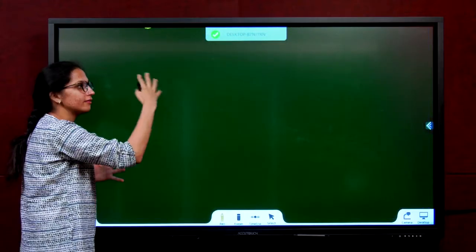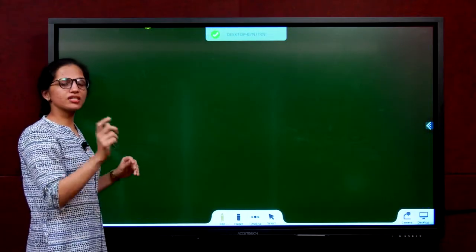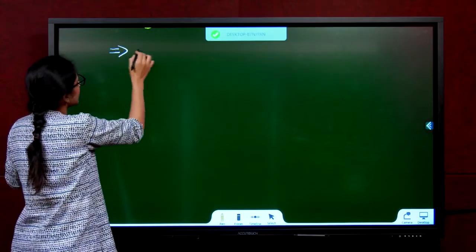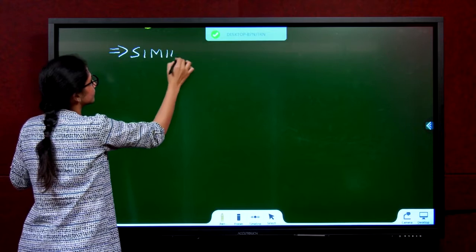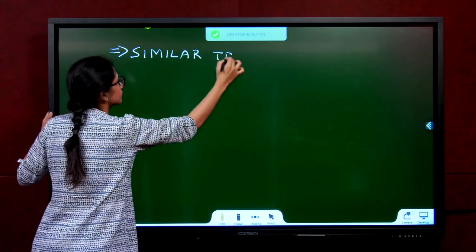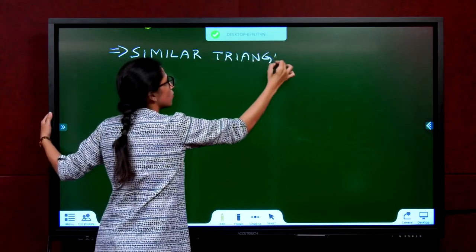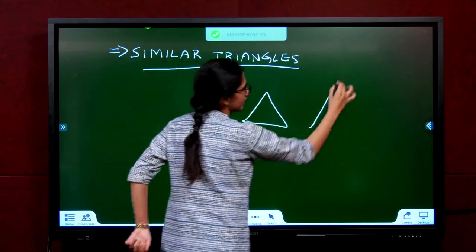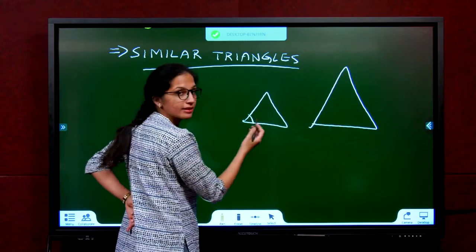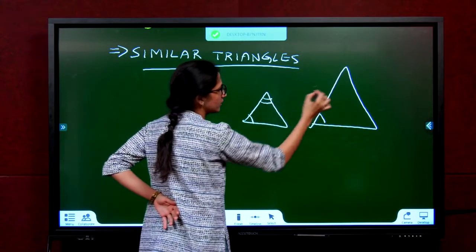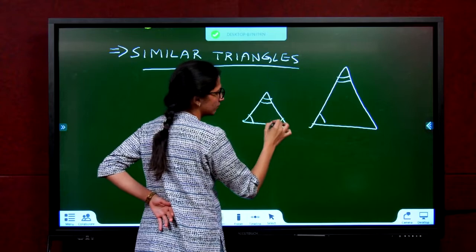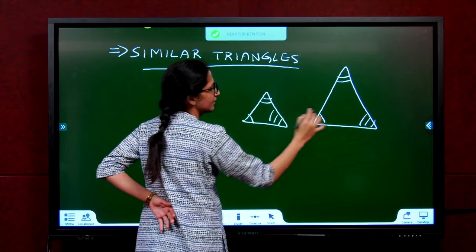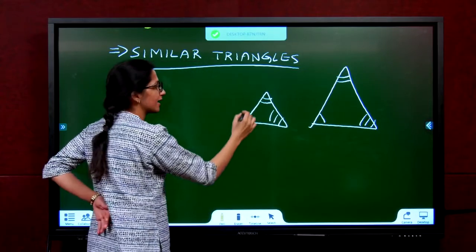Before we understand what exactly is trigonometry, let's do a recap of triangles, similar triangles. In similar triangles, if you have two triangles and you say they are similar, that means what? Their angles are equal, corresponding angles are equal. That means if this angle is equal to this angle is equal to this angle, then their sides are proportional.